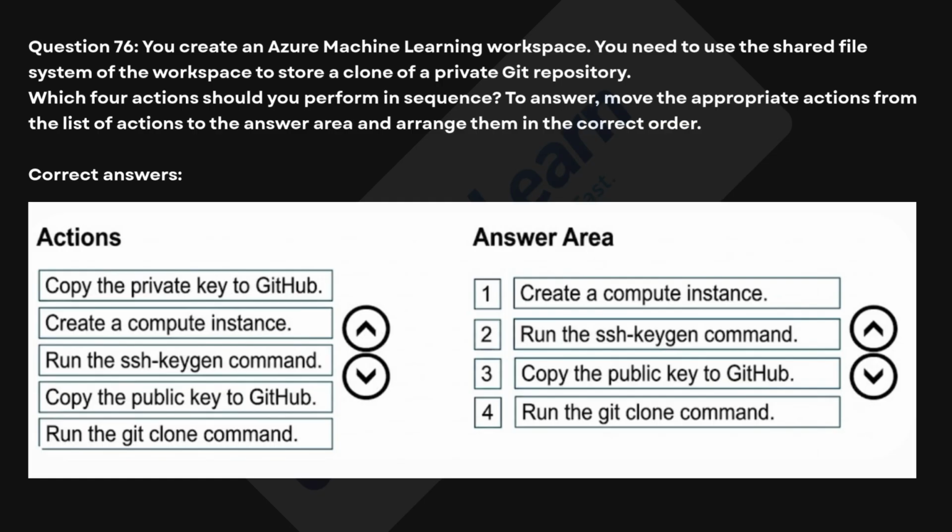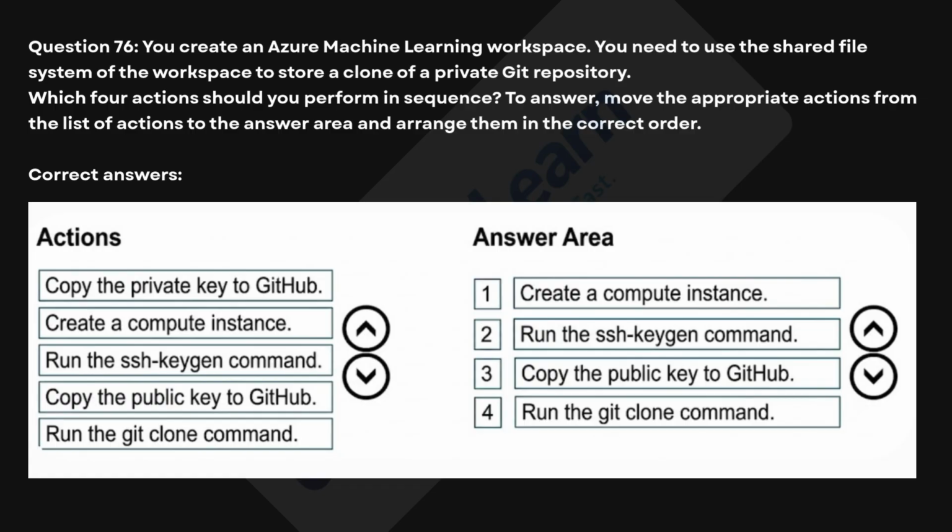Correct sequential answer: 1. Create a compute instance. Step 1. You first need to create a compute instance to actively access and interact with the shared file system of your Azure Machine Learning workspace. 2. Run the SSH keygen command. Step 2. Run this command in the terminal of your compute instance to generate a new SSH key pair, a public and a private key, used for secure authentication.